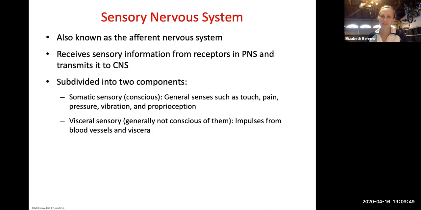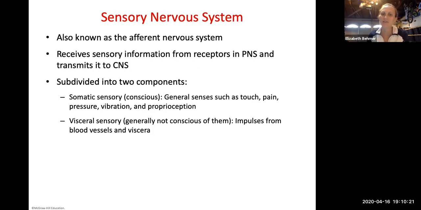Then your visceral sensory, these are things that are below the conscious level, so things that you're not aware of. These will be impulses from your blood vessels and your viscera that your nervous system has to respond to. So let's say your aorta, or a major blood vessel, is expanding or increasing in pressure. That is a visceral sensory stimulus that'll send the message, hey, there's something going on with this aorta, it's getting bigger, or this major blood vessel is stretching, what should we do about it?